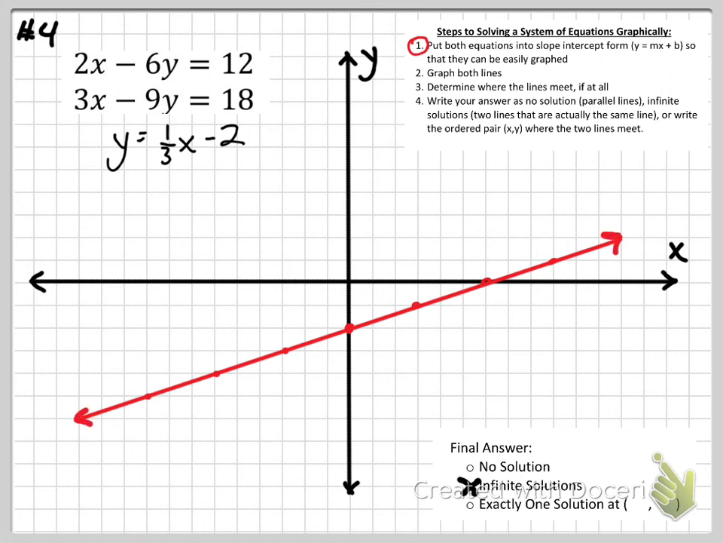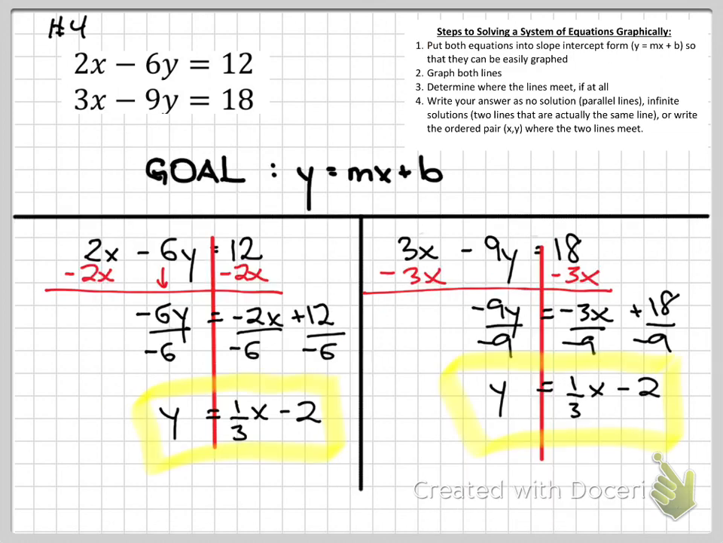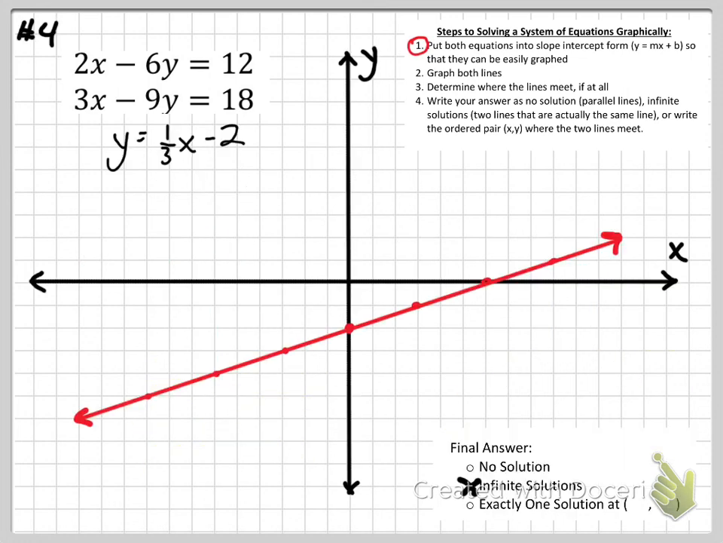Okay, so make sure you, first of all, you would want to show all of this work. You would want to prove that they are the same equation when you put them in slope-intercept form. And then, graph the equation, because there's only one. And then lastly, make sure you indicate that there are infinite solutions, because again, there are two lines that actually end up being the same line.